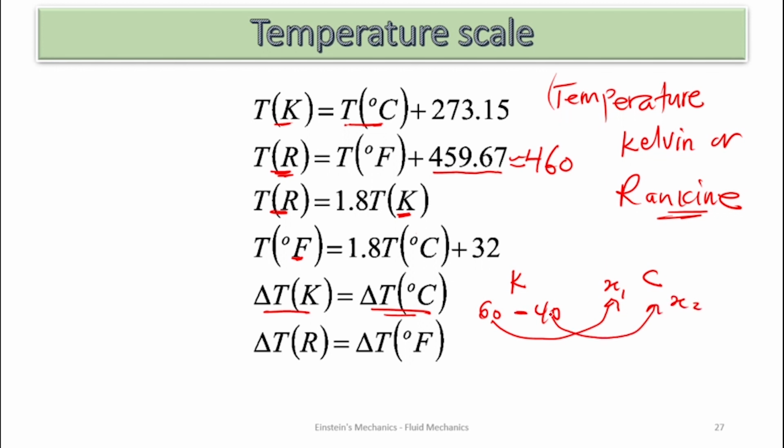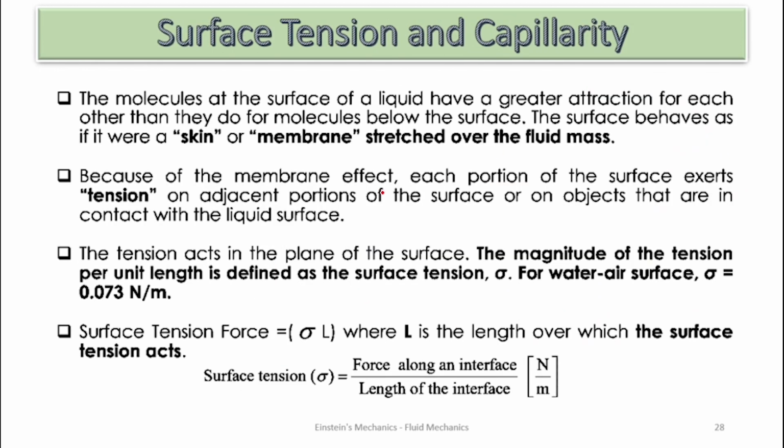The difference between these is the same as the difference between those. Are we good? If you like, use a conversion, convert 60 to Celsius, 40 to Celsius, and find the difference. The change in temperature is equal. For Rankine, the change in temperature is also equal to the change in Fahrenheit, and that's interesting. So pay attention to the temperature scale. We will be using it in our tutorial section.